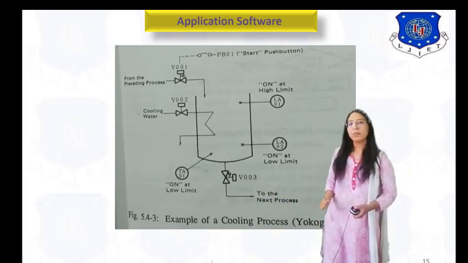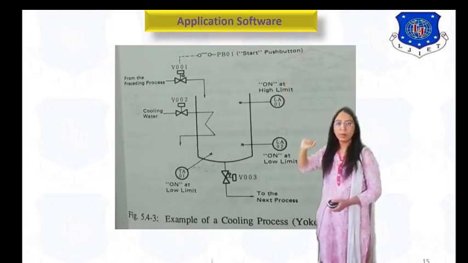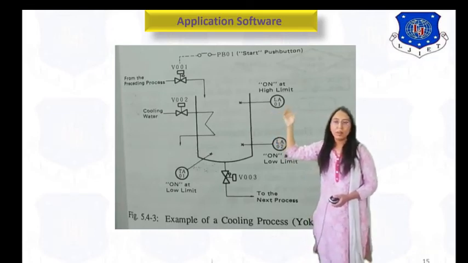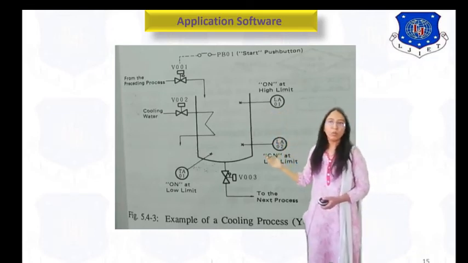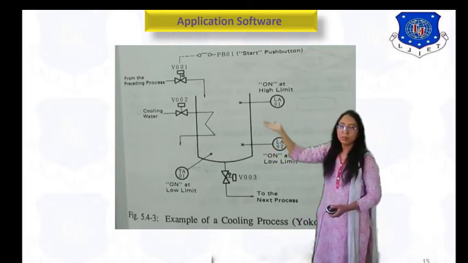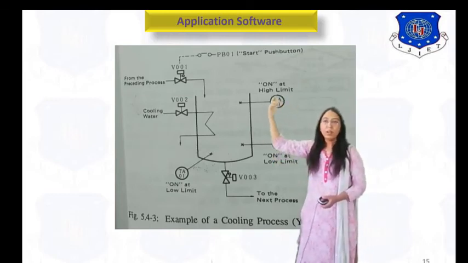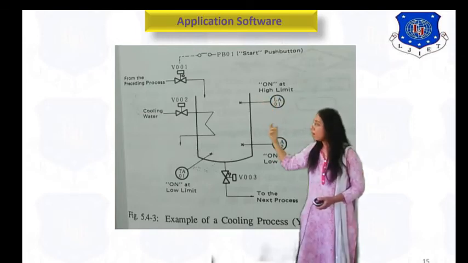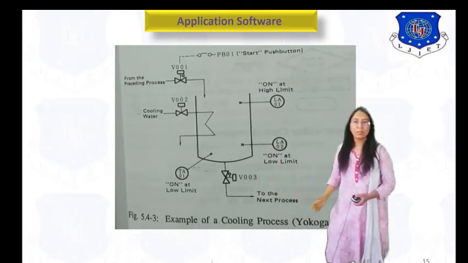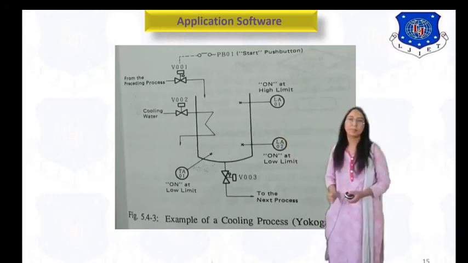Okay. So when our tank is empty, at that time start push button 1, then open valve 1, and then after that valve 2 opens for our cooling system. When the tank fills up to high level, at that time valve 1 is closed and valve 2 is also closed. Valve 3 opens for the next process. Okay, so this is a continuous process for cooling.